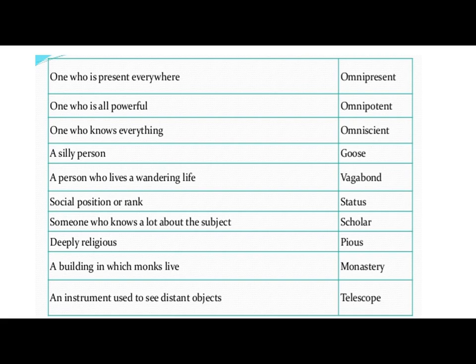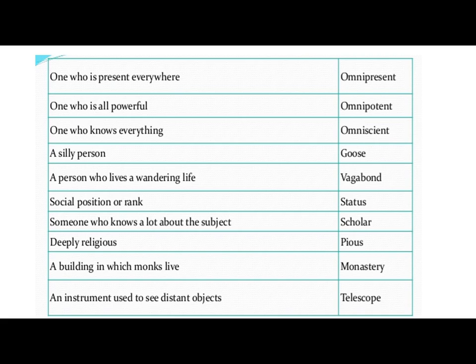One who is present everywhere, omnipresent. One who is all powerful, omnipotent. One who knows everything, omniscient. A silly person, goose. A person who lives a wandering life, vagabond. Social position or rank, status. Someone who knows a lot about the subject, scholar. Deeply religious, pious. A building in which monks live, monastery.